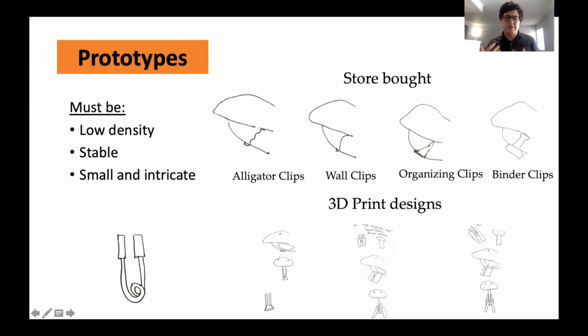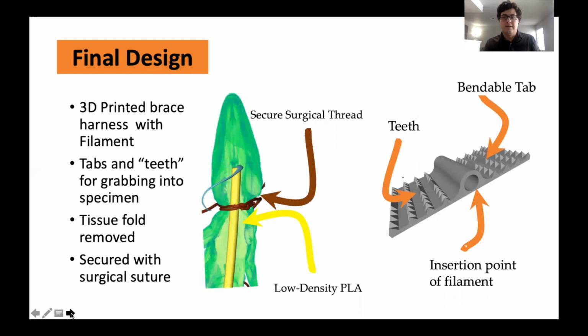However, this proved to be too difficult because, even with attempts to rehydrate the specimens, too much of the elasticity of the dewlap fold had been lost. So this dewlap fold could not actually open, and it hindered our ability to manipulate these second ceratobranchials. So that's when we moved in a completely different direction for our final design, which was actually a 3D printed brace harness with filament.